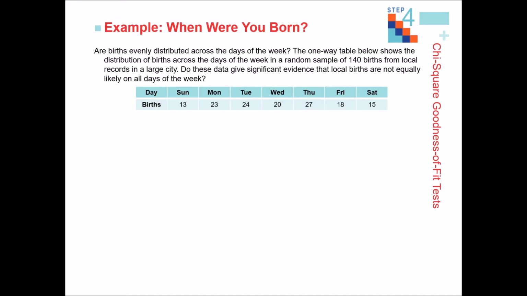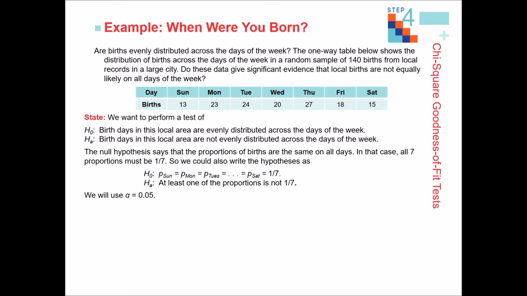Some of you might notice that this is actually perfect context for a chi-square goodness of fit test, because the goodness of fit test basically says, take a distribution, look at the observed data, calculate your statistic, and see how different we are from what the claim is. In this case, here's the claim. The null hypothesis, or the claim, is that birthdays in this local area are evenly distributed across the days of the week. The alternative hypothesis is that birthdays in this local area are not evenly distributed across all days of the week.